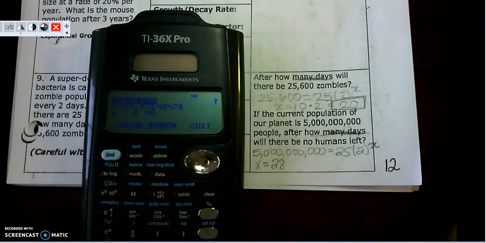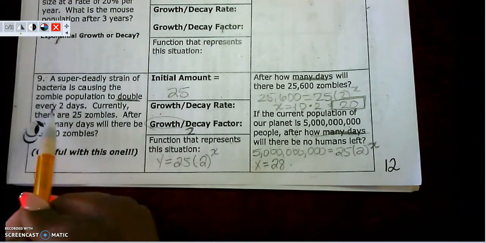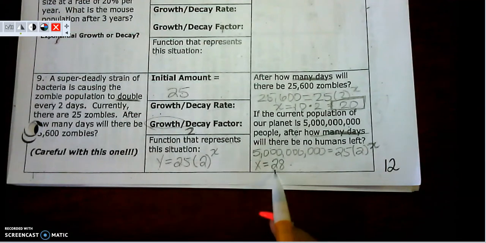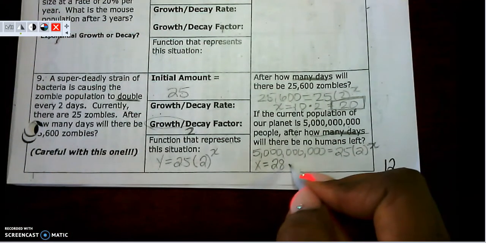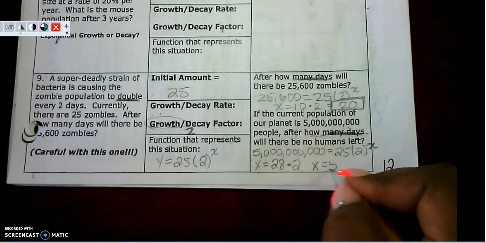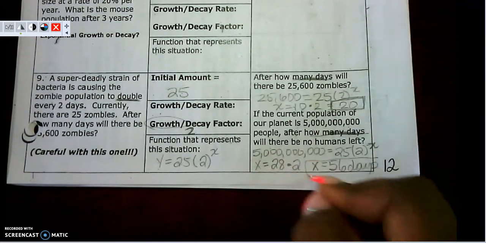But again, we have to remember that it's taking 2 days for it to double. So this would represent every day, but we're taking 2 days. So we're simply going to take our answer and multiply it by 2. So our answer is actually, it's going to take 56 days for there to be no zombies.